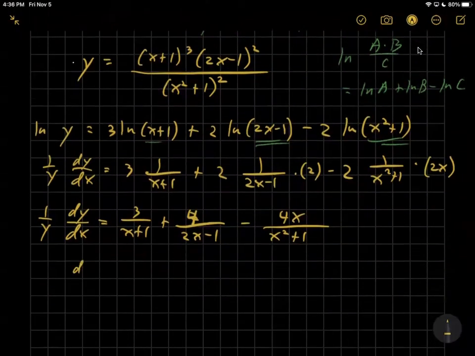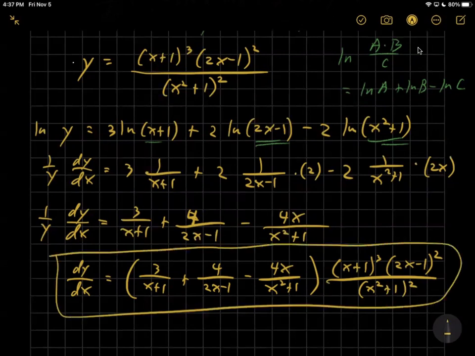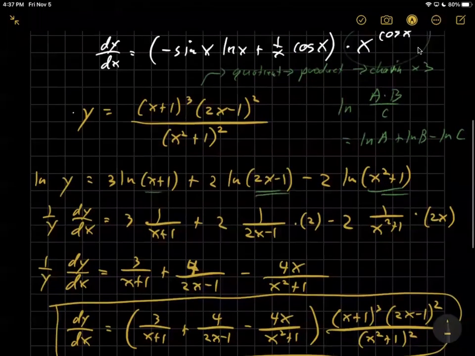And now we're in the final step where we multiply everything through by y. So rewrite what you just had in parentheses times y, which was the original problem: x plus 1 cubed times 2x minus 1 squared all over x squared plus 1 squared. So that gets us to our answer. That was a lot faster than doing a quotient with a product with 3 chain rules inside.